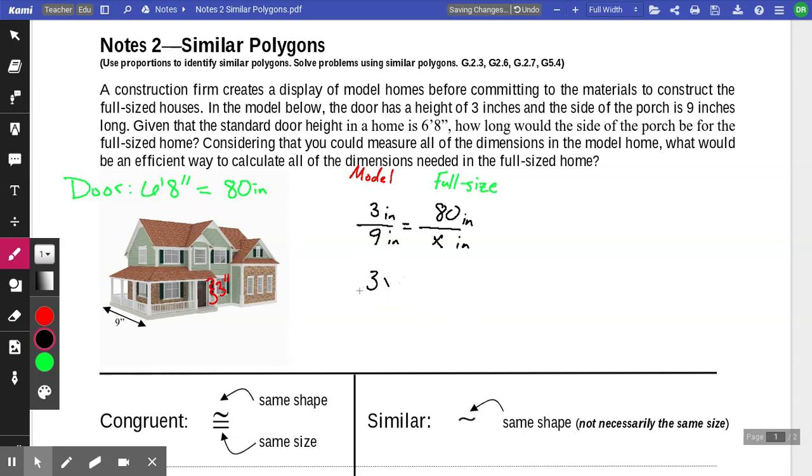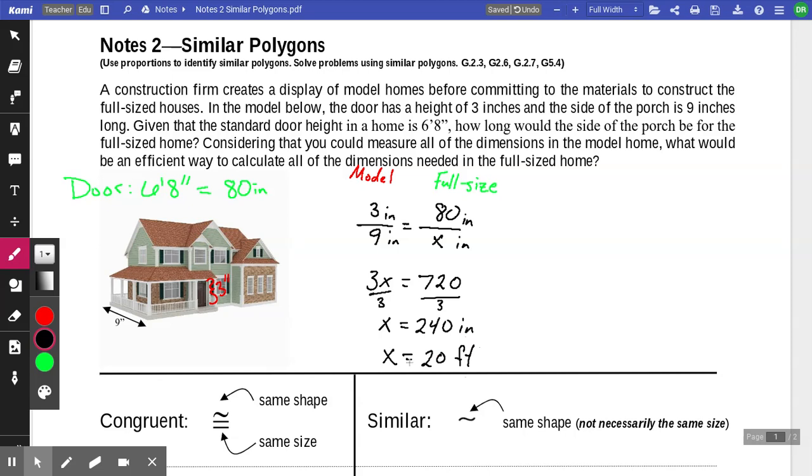equals 720. And dividing by 3, we'll have x equals 240. Keeping track of our units here, this would be 240 inches, which, if we wanted to convert to feet, which would be more common, divide through by 12, x is 20 feet.